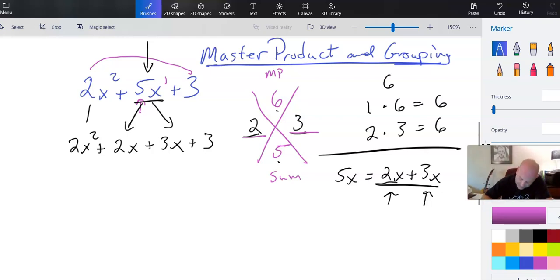So let's go ahead and factor this guy and see if we were right. We'll split front and back. Let's see, 2 is a common factor, and it also has an x in each term.